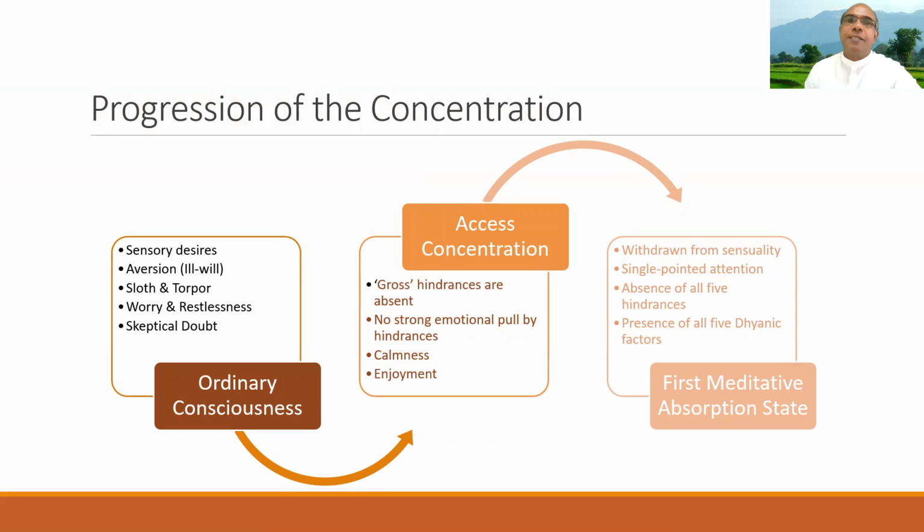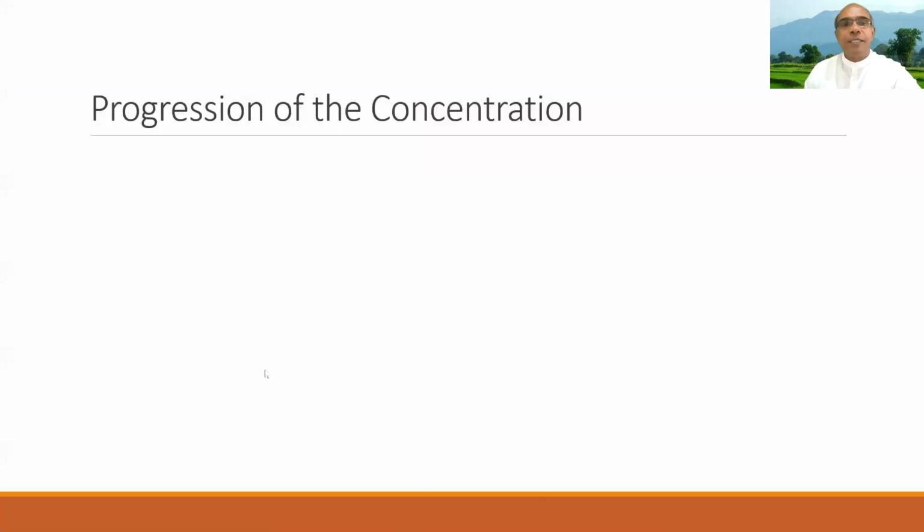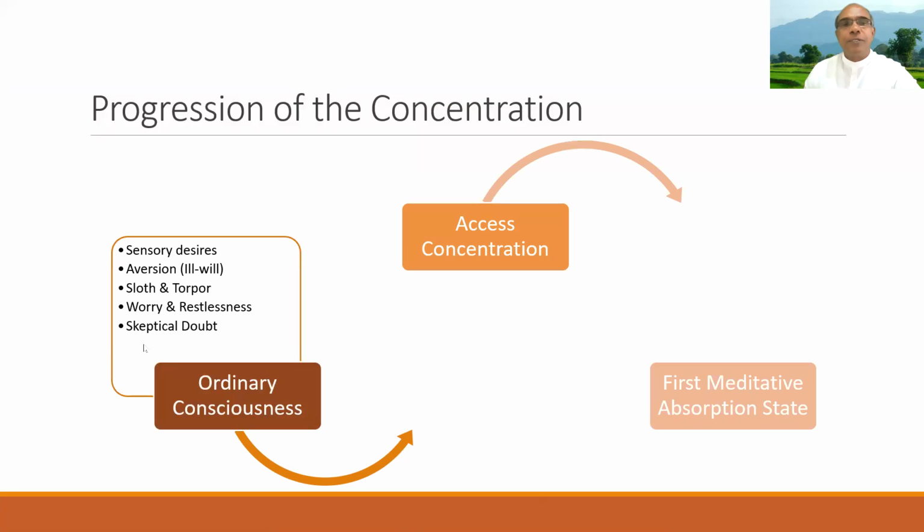Then, concentration. How do we define it? Look at this. Ordinary consciousness is that the five hindrances are in control of your mind. Then you say you are conscious, but you are average or ordinary. Ordinary mind.